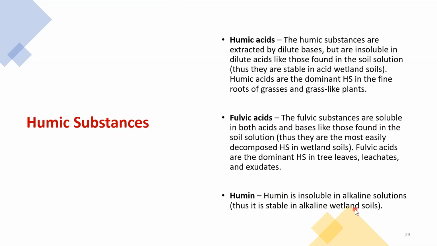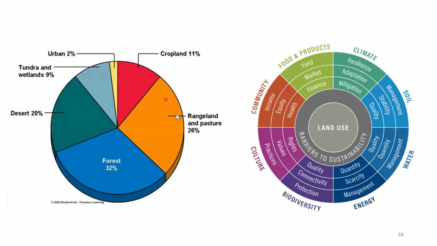Humic acid is insoluble in alkaline soil solutions, thus it is stable in alkaline conditions. The fulvic acid will be soluble in acid conditions, and the humic substances will be soluble in alkaline conditions. So they both have different characteristics. If they are present in alkaline soil, they are stable, but when they are in acidic soil, they are not stable. So that was all about today's lecture.